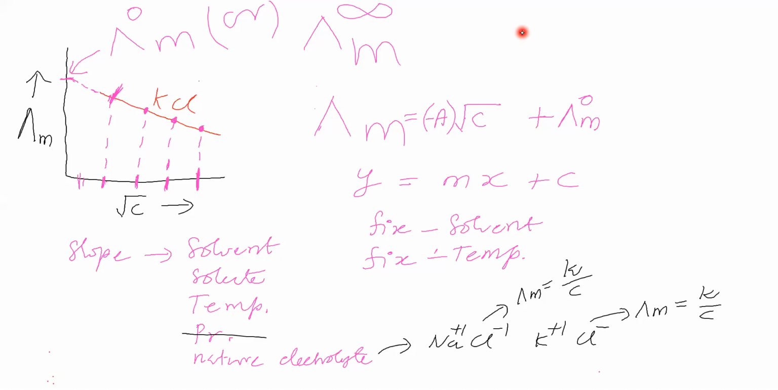Concentration we can take as the same; here 1 molar, here also 1 molar, that we can prepare. So concentration we can make them equal. But kappa is different, that point we discussed already. Kappa for Na+ and kappa for K+ are different. Therefore lambda m is different.